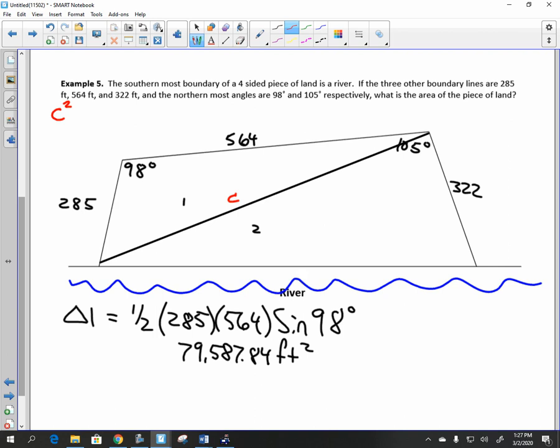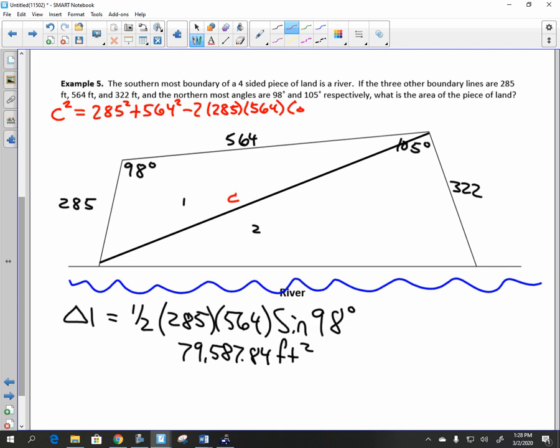C squared is equal to what? What do I do? So 285 squared plus 564 squared minus 2 times 285 times 564 times what?